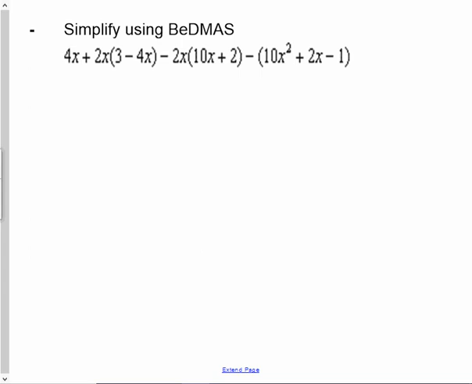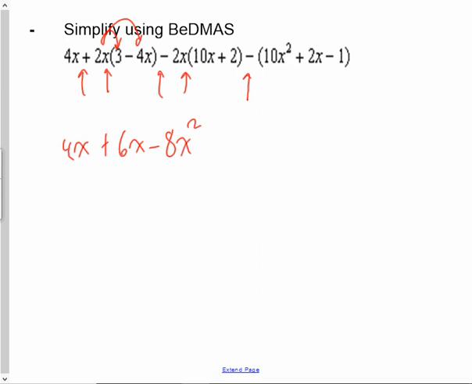Simplify using BEDMAS, the last question. So here we have an addition, multiplication, multiplication, a subtraction, a subtraction. So we have 5 operations going on here. The first one I'm going to do is multiplication. So 4x is going to stay there, plus this is going to be 6x minus 8x squared is what that's going to be.